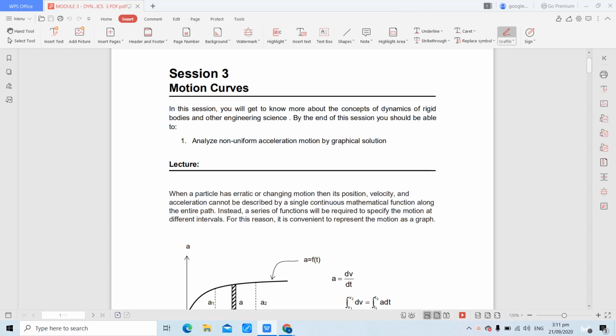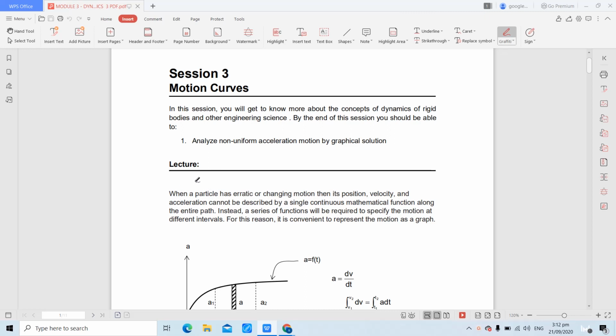Okay, so for our next topic for today's discussion is regarding motion curves. So last time we already discussed or analyzed non-uniform acceleration motion of a certain body or particle by the aid of calculus. So now we will analyze non-uniform acceleration motion also, but by graphical solution. So as the name implies, for our topic, we will just graph the curves of motion of the particles or body. And that is by the aid of the properties of areas.